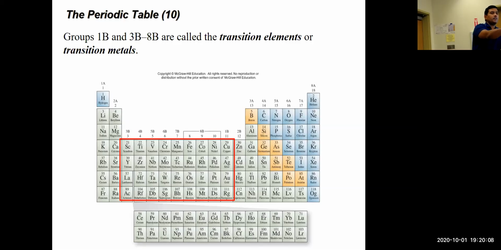All the elements from 3B to 1B, excluding 2B, are called transition elements. The two groups down here are called inner transition metals, specifically the lanthanides and actinides. That's all you need to know about the trends in the periodic table. The only part left in this chapter is part 7 of chapter 2, and that will conclude chapter 2.